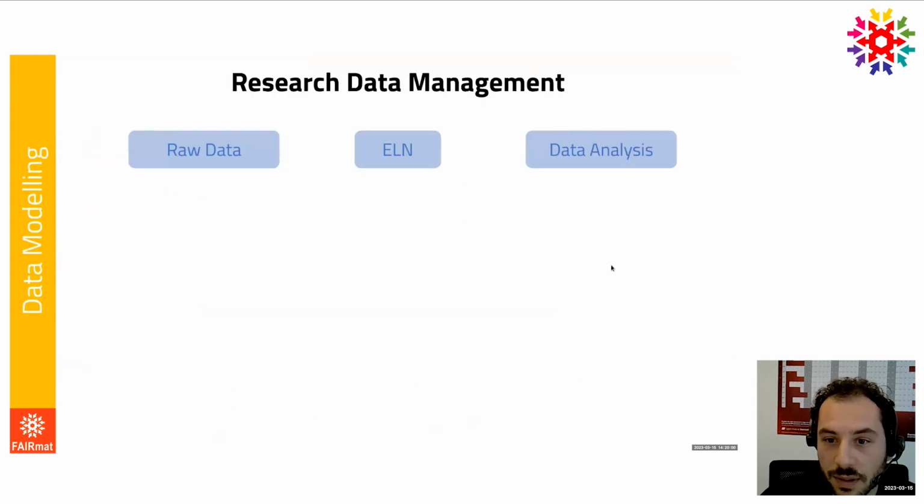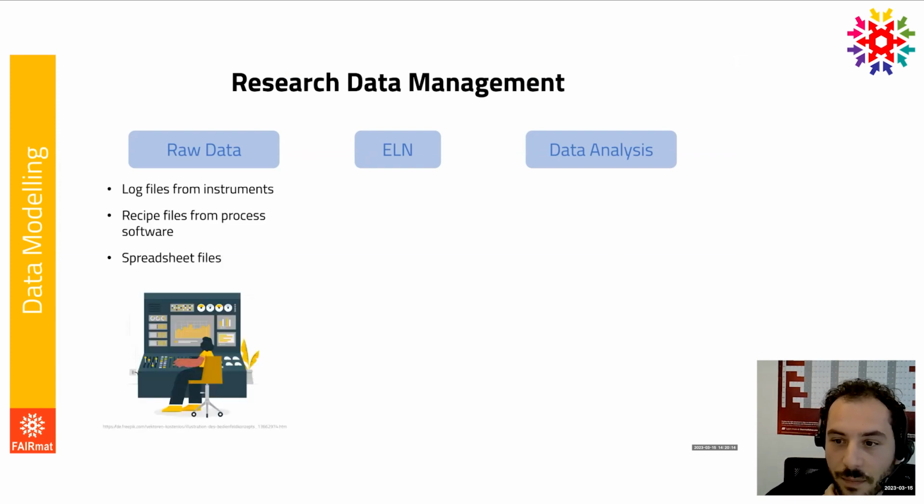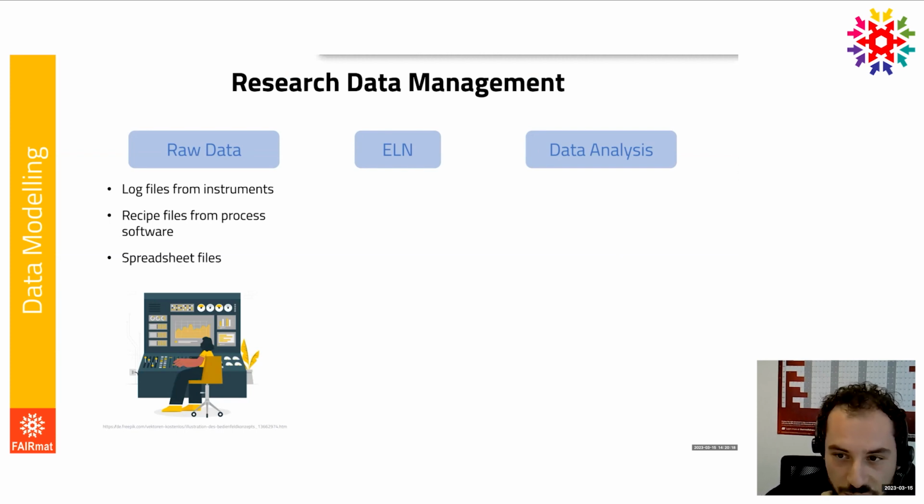So I will now describe the diagram that was already presented by Sebastian. Here I am showing the main sources of data, which are usually mainly these three. First of all, we have the raw data that can be from log files, from instruments, or from recipe files, or also from spreadsheet files that are maybe automatically printed by an instrument or also filled directly by the operator.